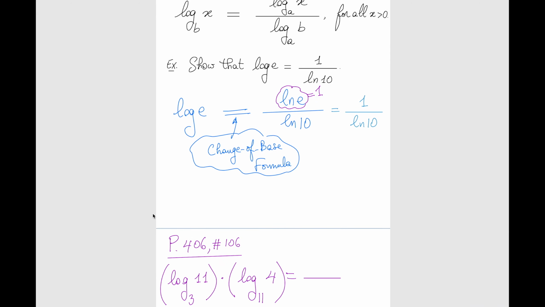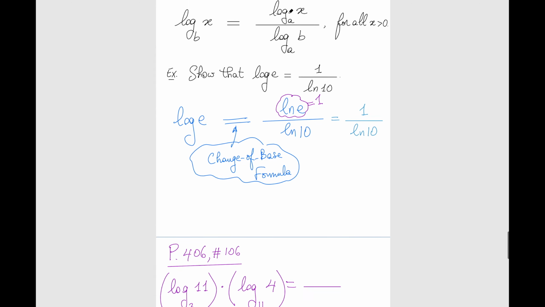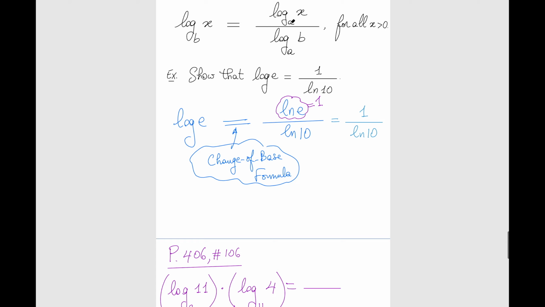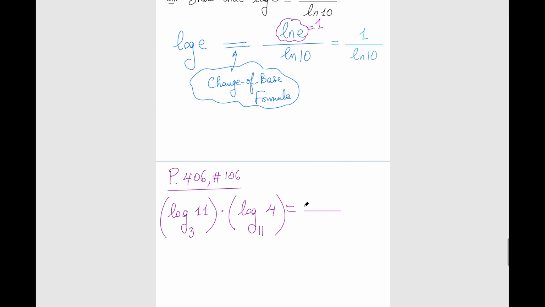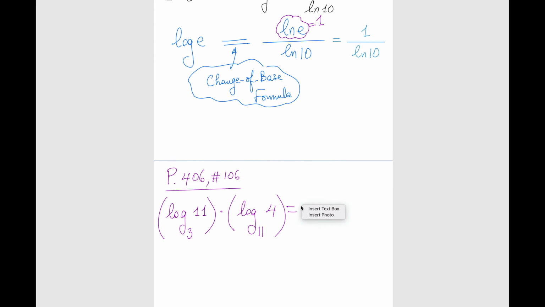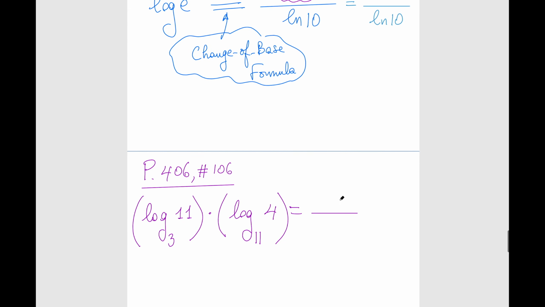So for the first one, log base 3 of 11, b is 3, x is 11. I'm going to get log base e of 11, so ln of 11, divided by log base e of 3, so ln of 3. So we get ln of 11 divided by ln of 3. This is for the first one.